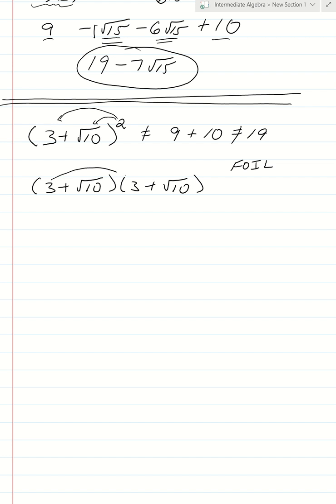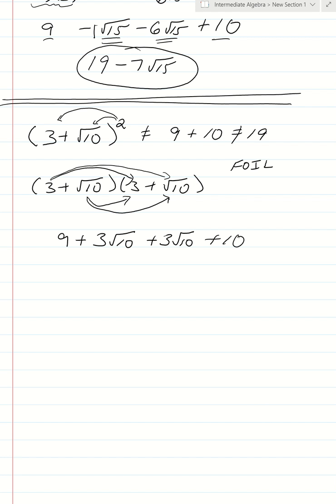We would multiply the 3 with the 3. 3 times 3 is 9. Then we would have to multiply the 3 with that square root of 10, and that would give you a plus 3 square root of 10. Next, we multiply the square root of 10 times the 3. That would give you another 3 square root of 10. And then the square root of 10 times the square root of 10 is simply 10. We've performed all the multiplication that we could. Now let's go and see if we can do any further simplifying.